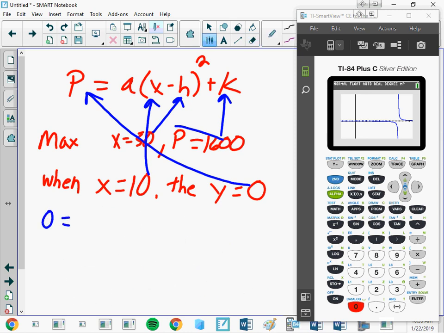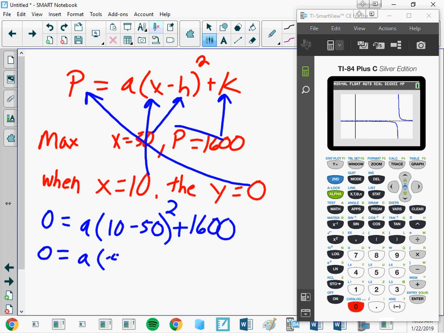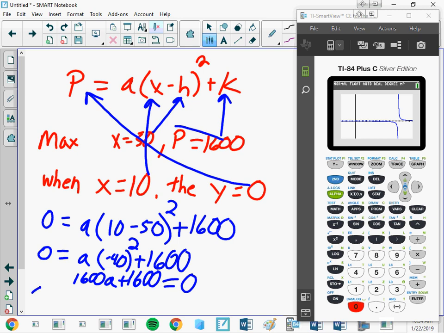So 0 equals A times 10 minus 50 squared plus 1600. So 0 equals A times negative 40 squared plus 1600. Negative 40 squared is 1600. I'm going to subtract 1600 and then divide by 1600, and I get A equals negative 1.